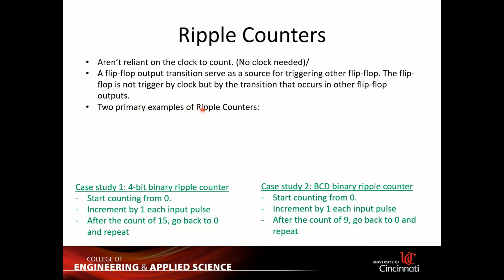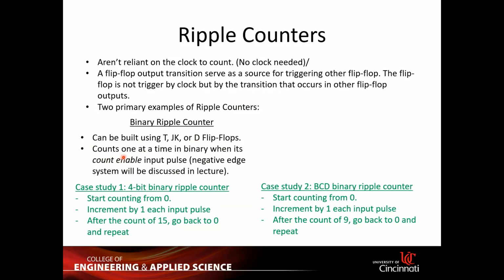There are two primary examples for the ripple counters. The normal binary ripple counters. This one can be built by using T, J, K, or D flip-flops. Count 1 at a time in binary when the count input has a positive edge occur. When I say positive edge, of course you can also design a negative edge system, but let's stick with positive edge. Yeah, so basically it can be either positive or negative edge, depending on your design. But another term for this is every time the clock pulse, you have a count.